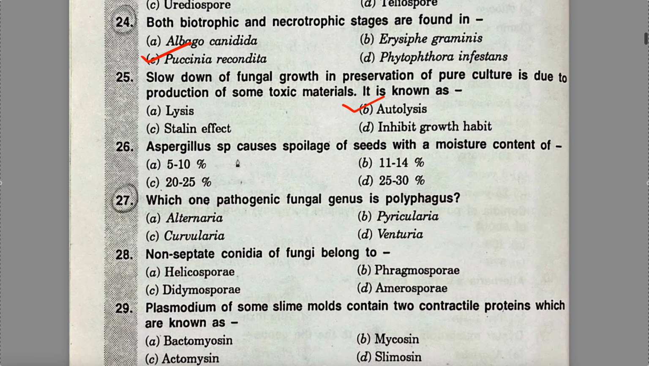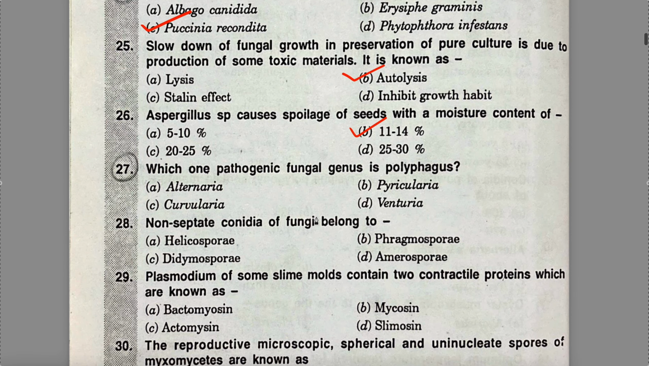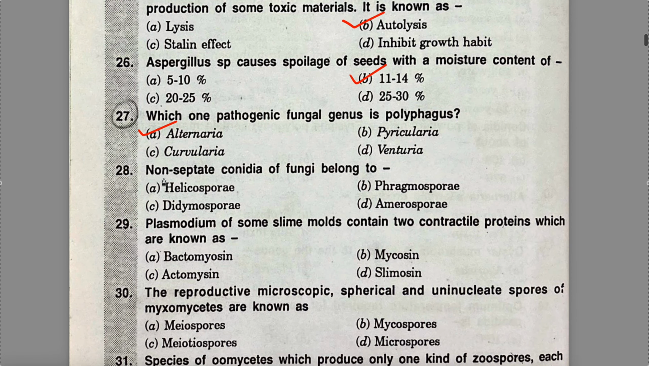26. Aspergillus species causes spoilage of seeds with a moisture content of 5 to 10%, 11 to 14%, 20 to 25%, or 25 to 30%. It's option B, 11 to 14%. 27. Which pathogenic fungal genus is polyphagous? Alternaria, Pyricularia, Curvularia, or Venturia? Answer is Alternaria.